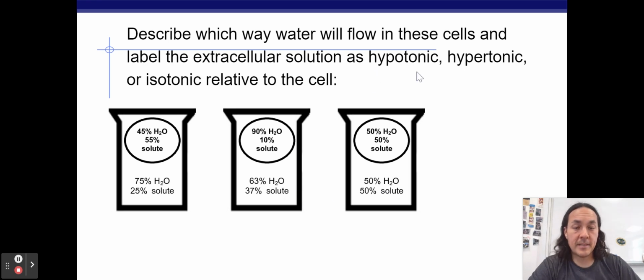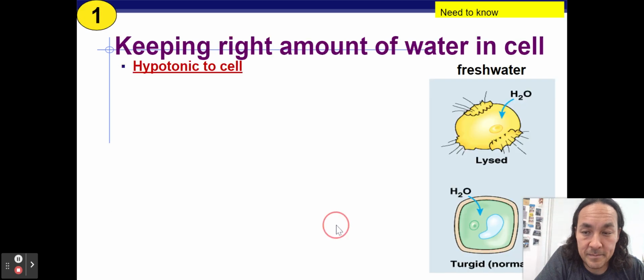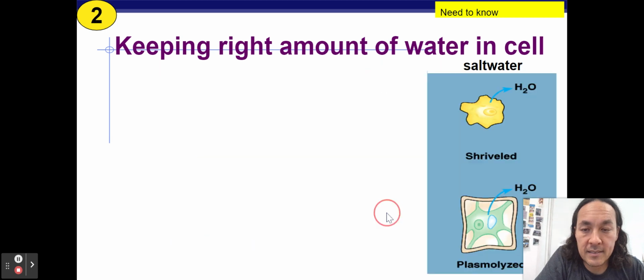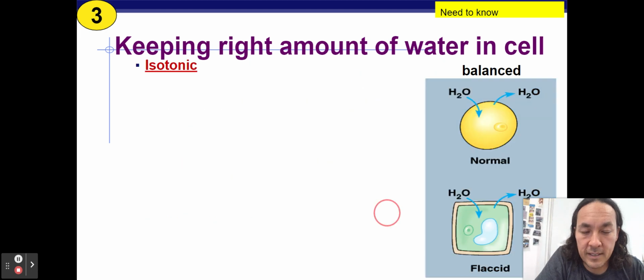One way I remember this is hypotonic makes it bloat up like a hippo. Hypertonic makes it shrink like a little kid. And isotonic is the same. So here's hypotonic. And here is hypertonic, so salt water. And here's isotonic.